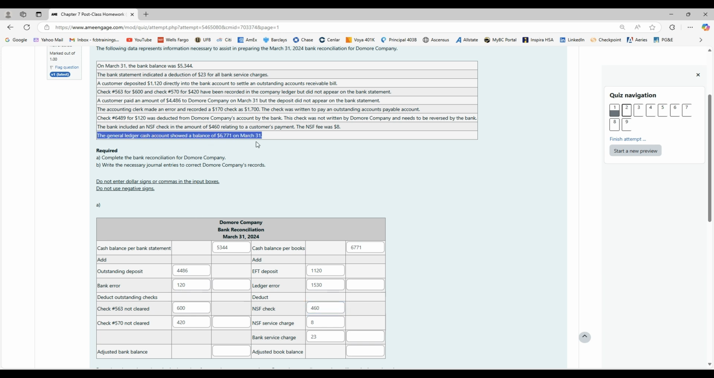Okay, the GL, okay, that was just our starting point there. Let's add our amounts here. So we get 4606 by just adding those two. This will be 1020.